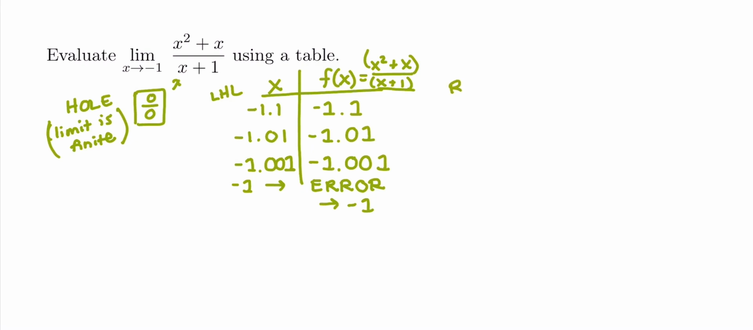Let's do another table to compare on the right-hand side. Because we plugged in and got 0 over 0, we should get a hole. It should be approaching the same number from the left and the right, but there's a chance I plugged in wrong, and maybe it's not a hole. So let's double check that from the right-hand side, we're also approaching the same y value of -1.